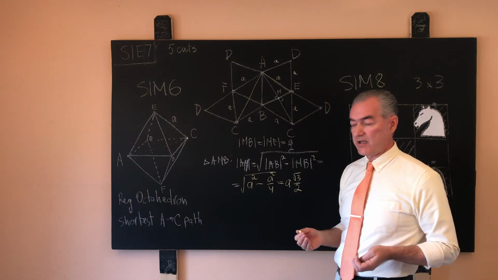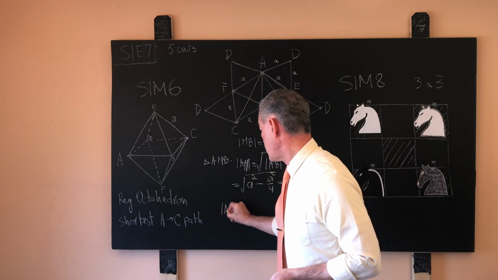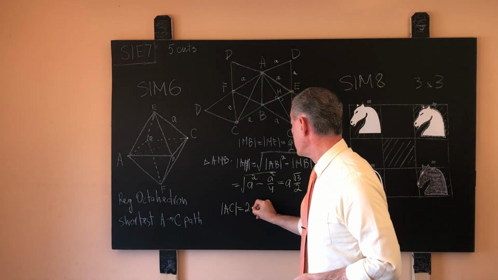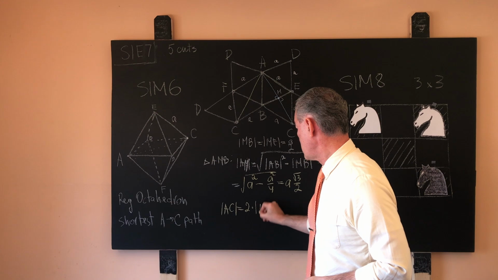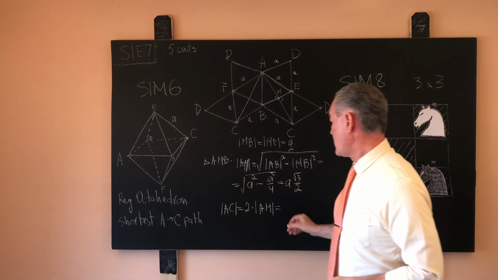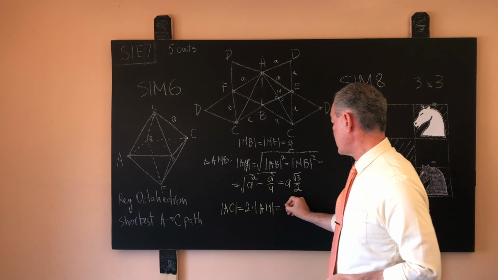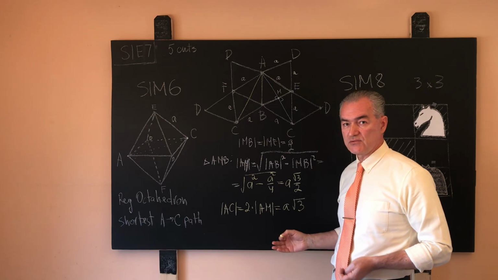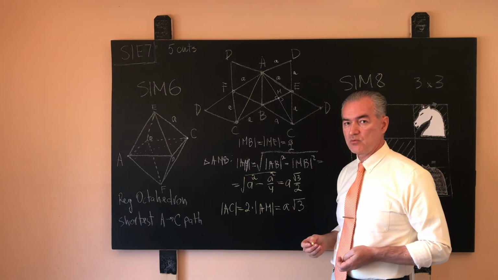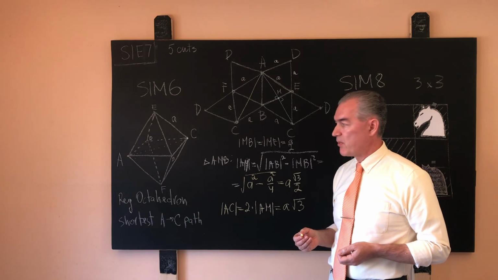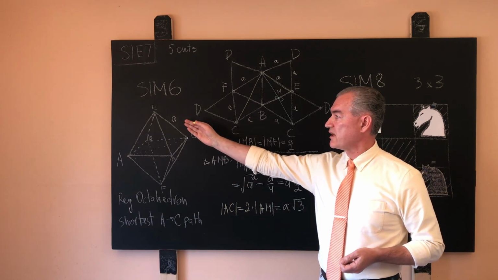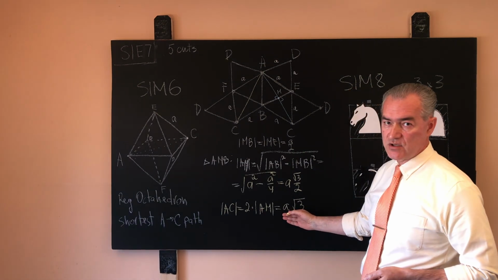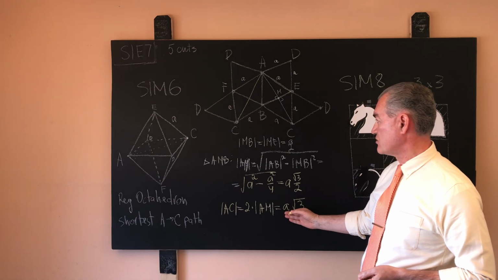Consequently, the entire length AC is equal to twice the length of AM, and that distance is precisely A square root of 3. And now we answered one part of the problem. We know the length of the minimal path from A to C in terms of the length of the edge of the given octahedron, and that is the length of that edge scaled by square root of 3.